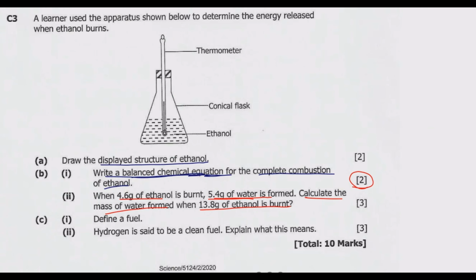So you need to convert what you've been given to moles. These moles and the moles, then you use the ratios like that. You'll be able to get the same answer, but in that way you're going to waste time. So we've been given the relationship already. So what I can do is just use this space which is here without wasting much of the time. I'll use this one because I haven't used it.